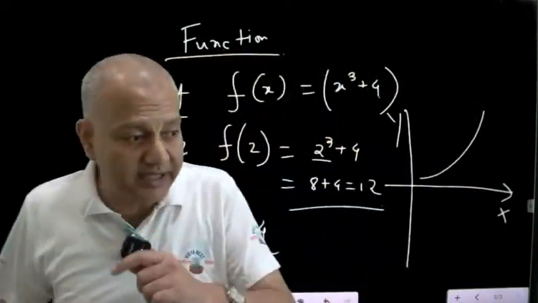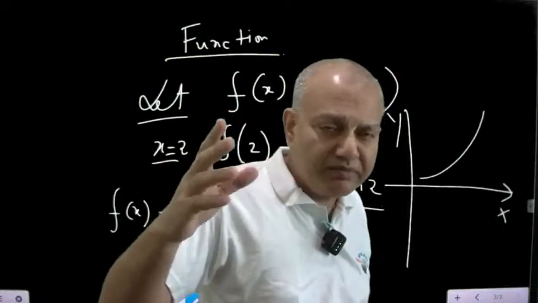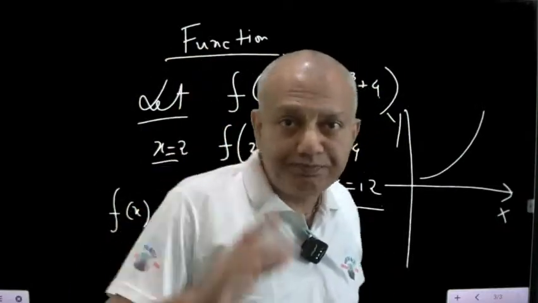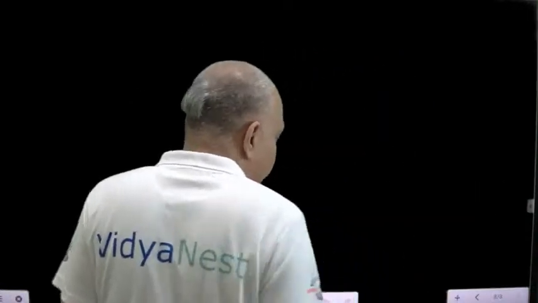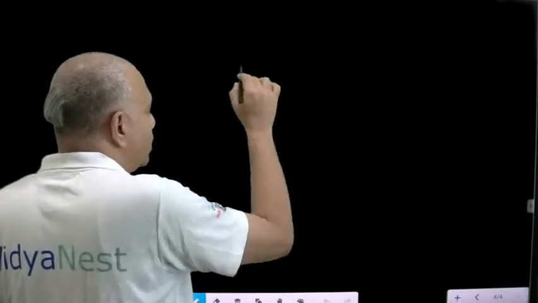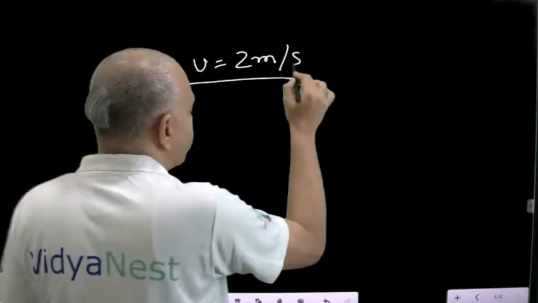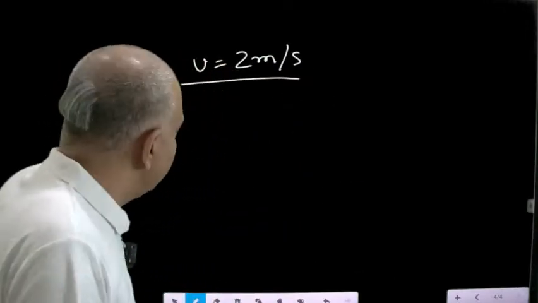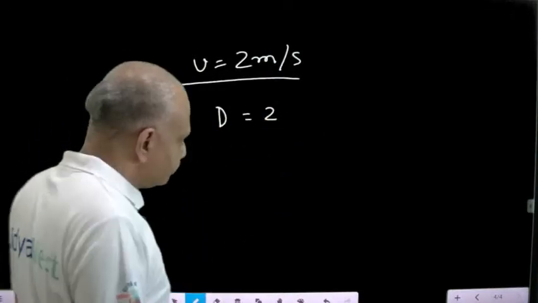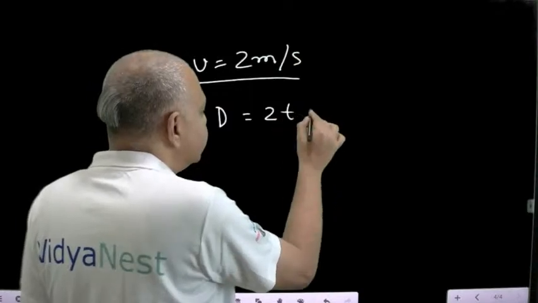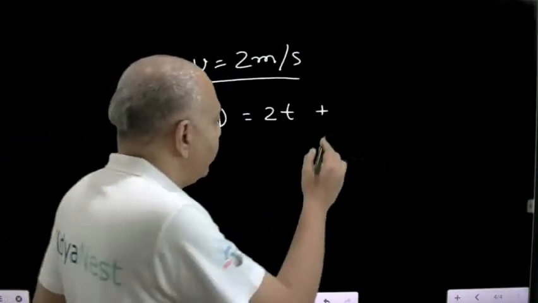Suppose an object, a particle, whatever it may be, is moving with a uniform speed of 2 meters per second. I am just going to give an example. The object is moving with 2 meters per second as the speed. So we can have it this way: displacement d is equal to 2 into t plus 5, if I think that initially it had a displacement of 5.